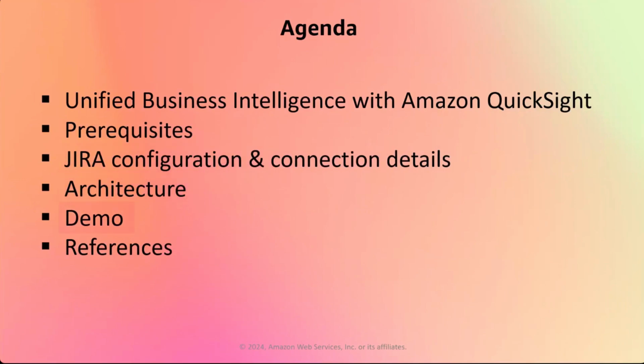And then we will do a live demo showing you how we can connect to Jira and pull the data into our SPICE engine, which is our in-memory engine. And then we have a sample analysis built. We will show how you can drive insights with Amazon QuickSight's new generative BI features with your Atlassian Jira data. Okay, and then we'll close out with a few references.